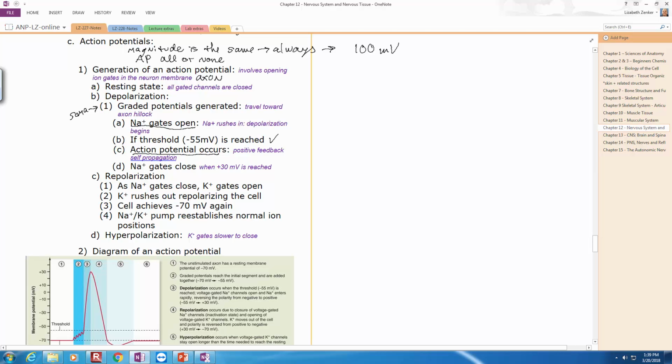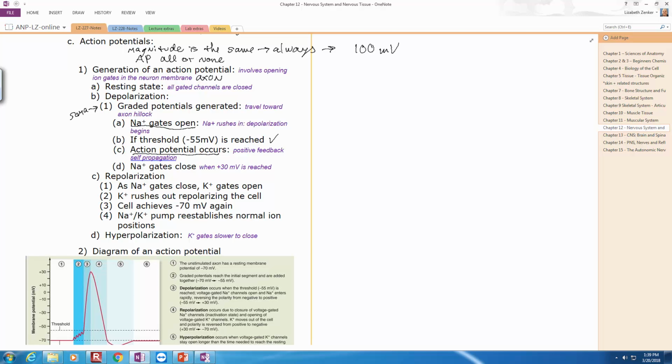Positive feedback and self-propagation is what's occurring here. So that just means that this is a self-propagating event. It always goes from cell body to axonal end. There's no deviation of that. And what would happen if we didn't reach negative 55? Nothing. Nothing would happen, right? Nothing happens. If you hit negative 55, then more events occur, okay?